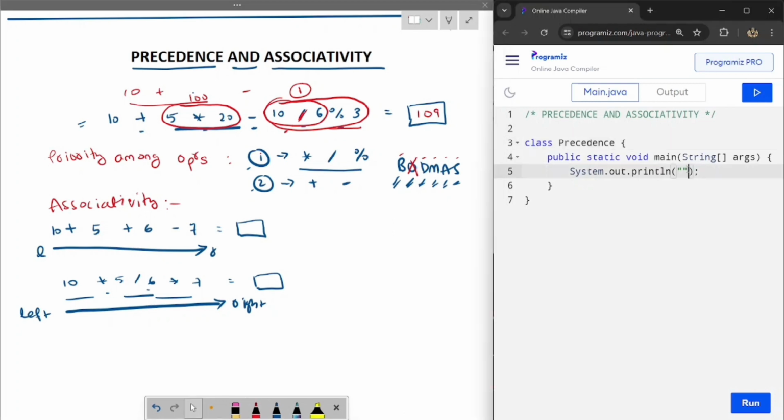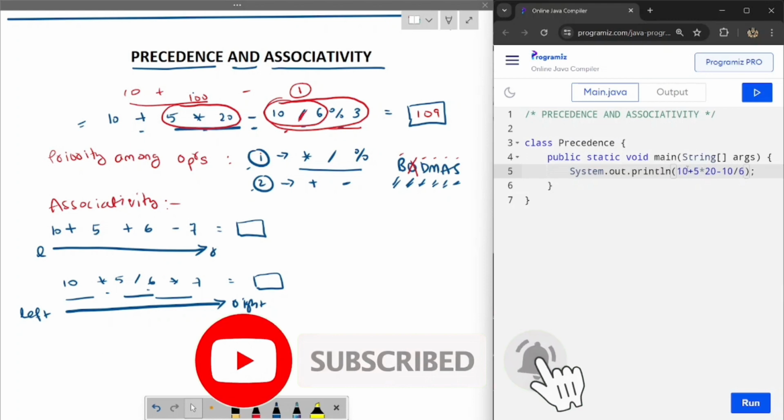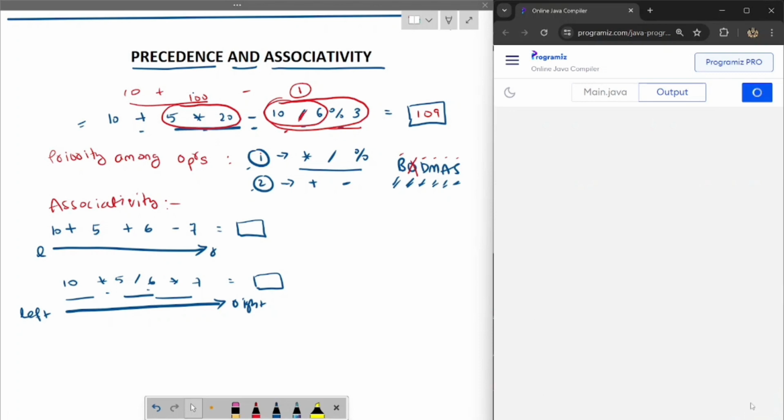Now I am removing all this, I am giving 10 plus 5 into 20 minus 10 divided by 6 modulus 3. If we do this, what will be the answer? Let us see. So it is 109. So this is all about precedence and associativity.